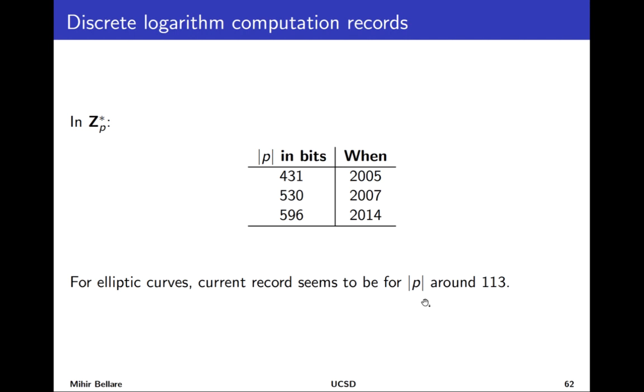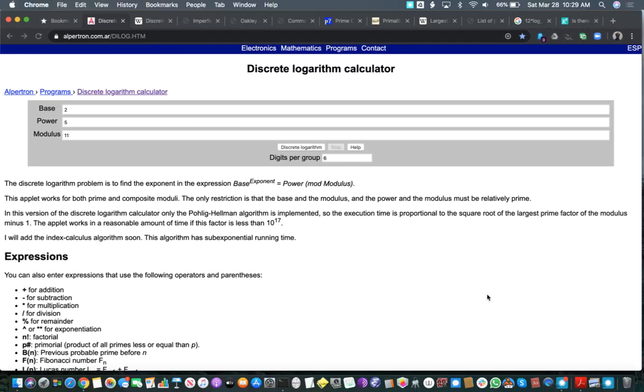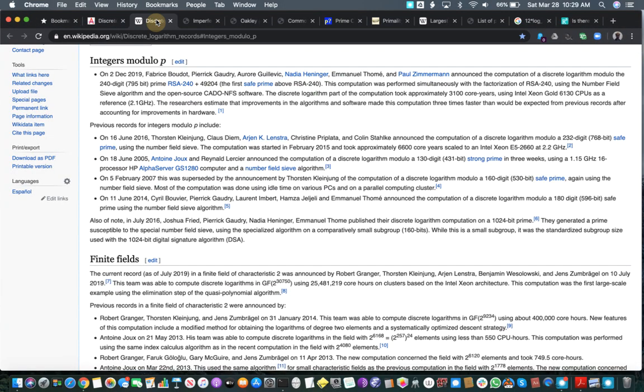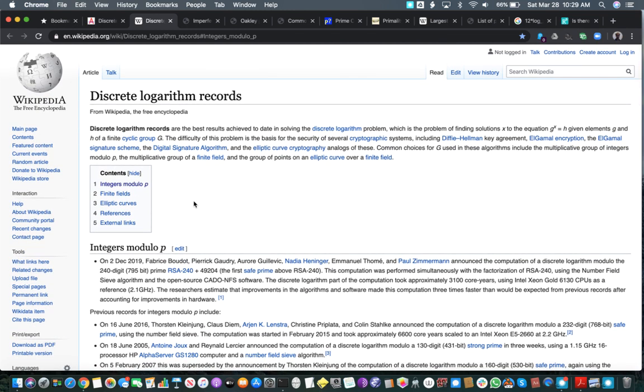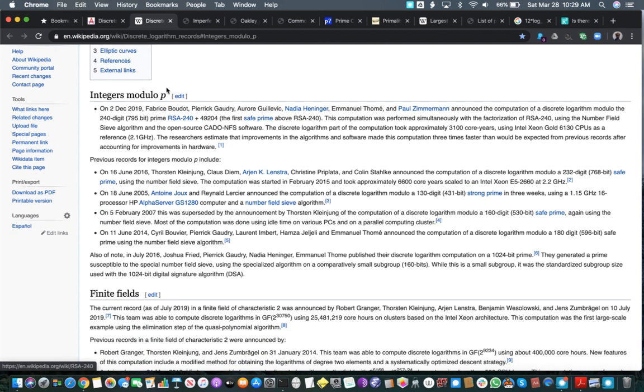It appears the best people have been able to do there is find discrete logs when the group has size about 2 to the power 113. More detail about that can be found on the internet. This is just a Wikipedia article on discrete log records, and they tell you about integers mod P. You can see that I'm pretty out of date.